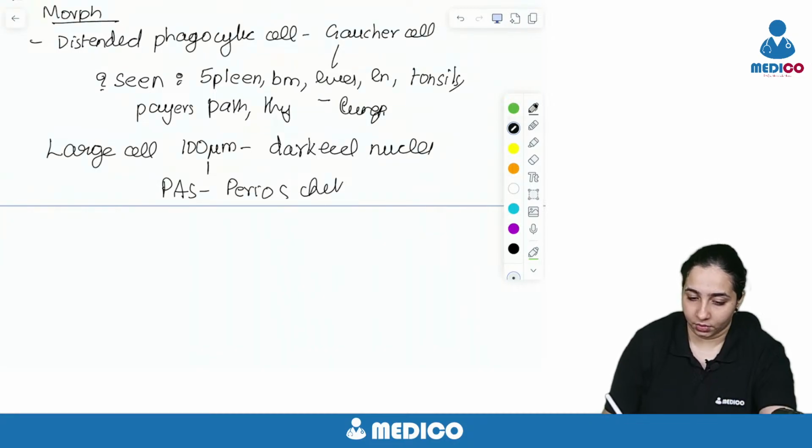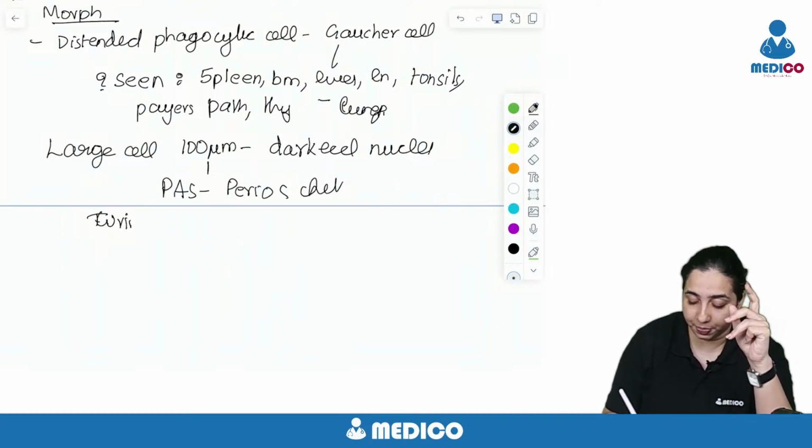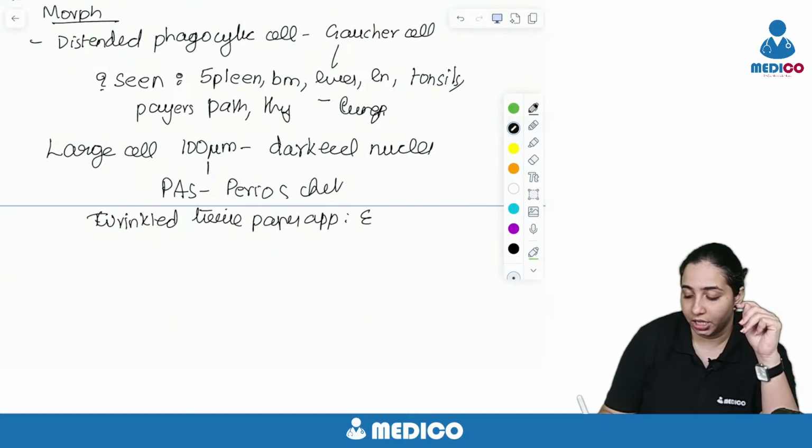Then this characteristic wrinkled tissue paper appearance is because of elongated, distended lysosomes.